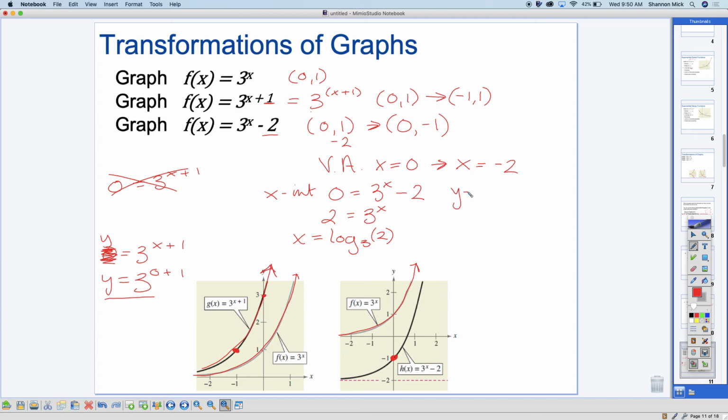Okay, so now we need the y-intercept. How do I find a y-intercept? Put in 0 for x. That gives me 3 to the 0 minus 2. Well, 3 to the 0 is what? 1 minus 2. So the y-intercept would be -1, so (0, -1). Did we already have the y-intercept as (0, -1)? But algebraically, I found it.